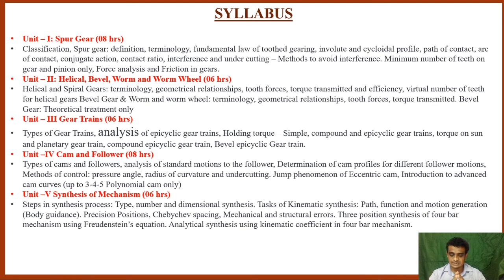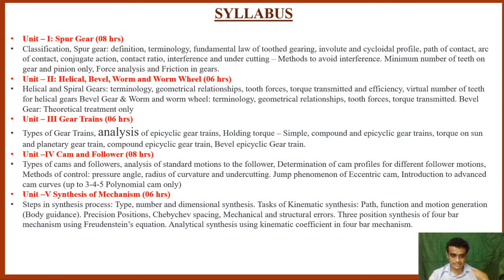Unit number 5 is the synthesis of mechanism, which includes the different steps and different types of synthesis. In Theory of Machines 1, you have studied the different mechanisms. These mechanisms have certain applications to perform a particular task. Why they have designed it, why they have taken that number of links, that number of joints, why they have selected that particular joint. All these things you can learn using the synthesis of mechanism, and at the completion of this unit you can design a new mechanism as per your choice.